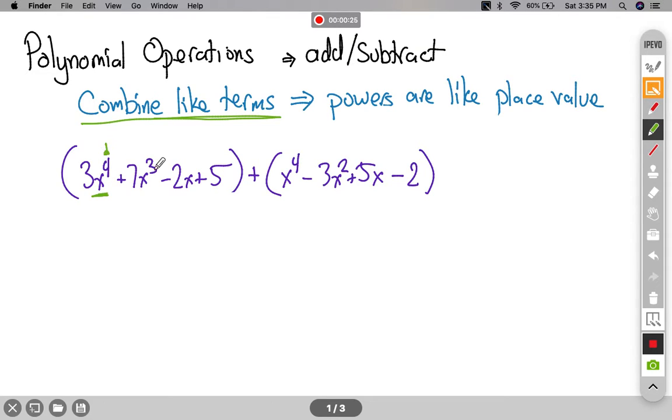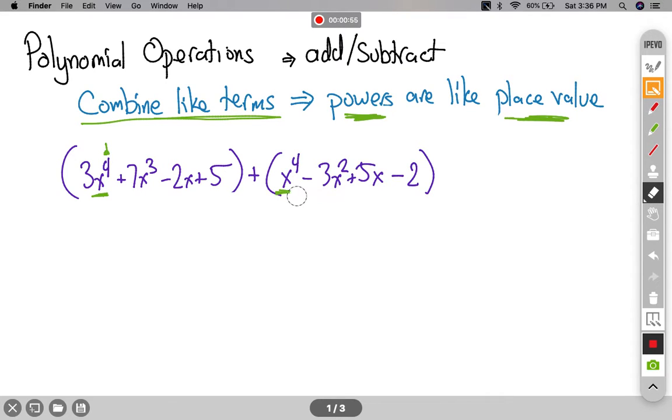So x to the fourth and x to the third are not like terms, but this x to the fourth is a like term to this x to the fourth. So those two we can combine. The other thing to help you when you're adding and subtracting, thinking back to grade school, if you think of powers like place value when you're adding big numbers by hand, we line up the same place values and add ones to ones and tens to tens and so forth. We're going to do the same thing on here.